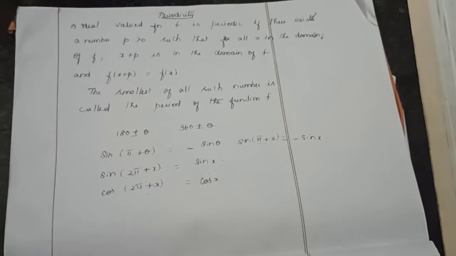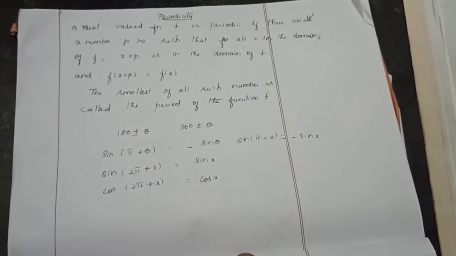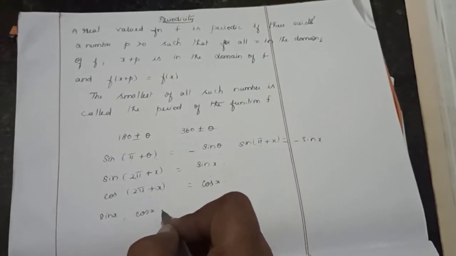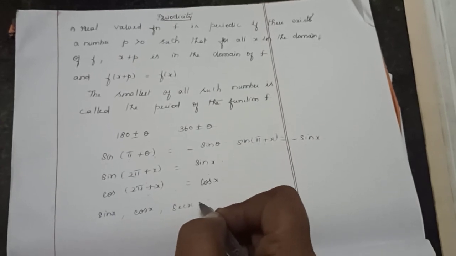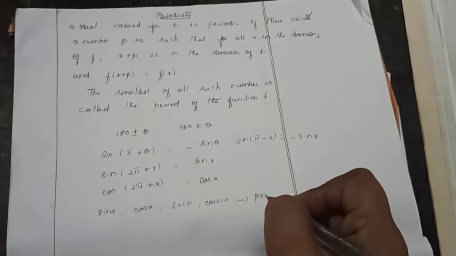So, we can say that for sin x, cos x, cosecant x, secant x, all these are periodic functions with period 2 pi. So, the period of the function for sin x, cos x, secant x, cosecant x has the period as 2 pi.